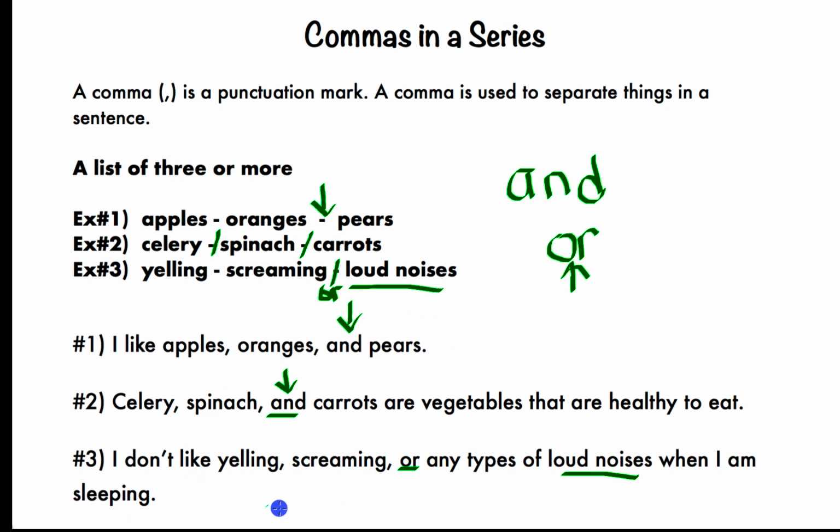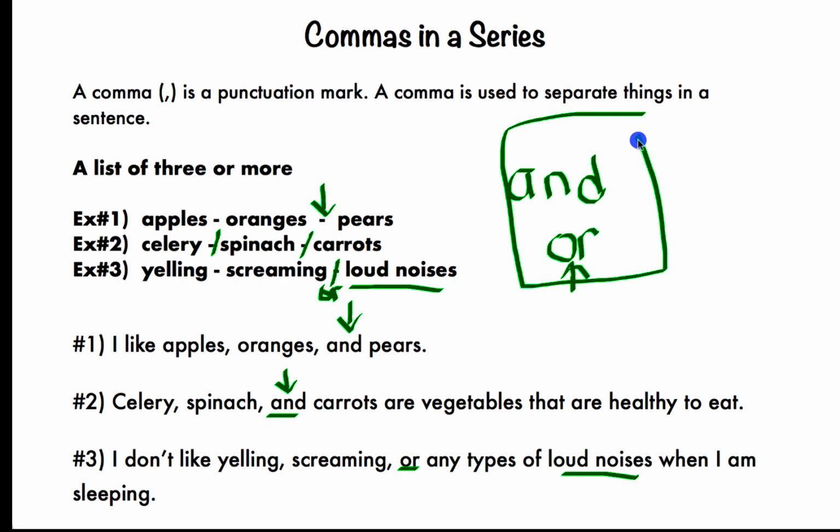So all you need to remember is when you're writing commas in a sentence, you need to separate what is on your listing of things that you want to share about with commas, and you also need to use and or or to conclude that listing when you are writing your sentence.